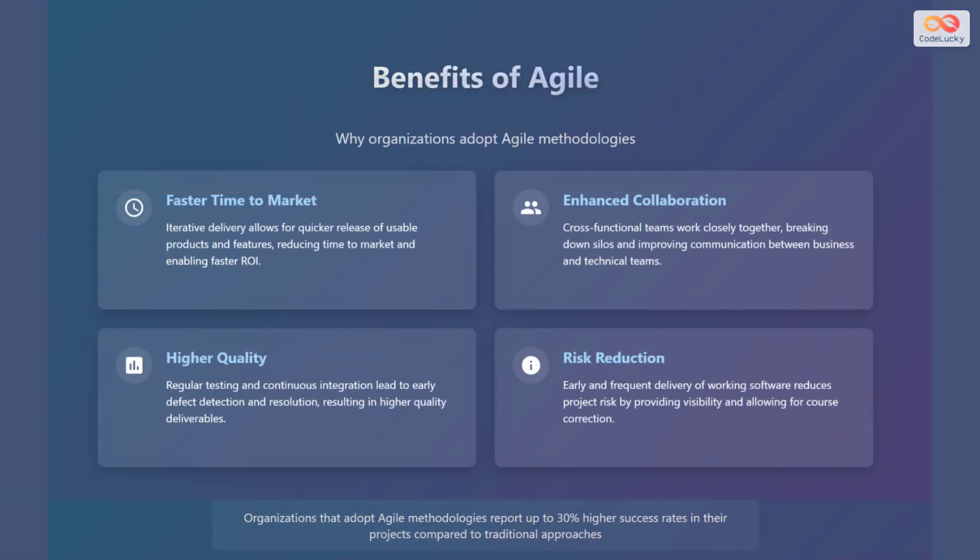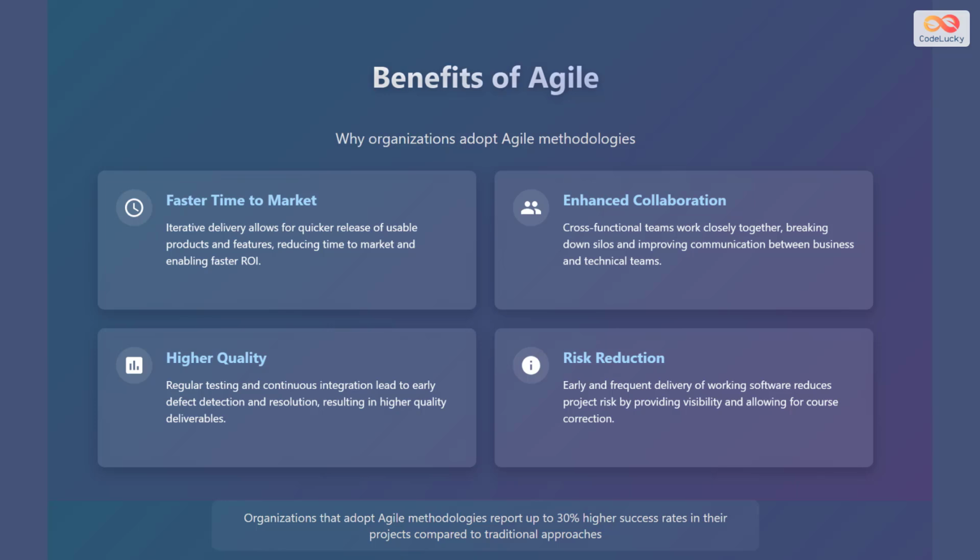Let's explore the benefits of Agile and why organizations adopt Agile methodologies. First, there is faster time to market. Iterative delivery allows for quicker release of usable products and features, reducing time to market and enabling faster return on investment. Second, there is enhanced collaboration. Cross-functional teams work closely together, breaking down silos and improving communication between business and technical teams.